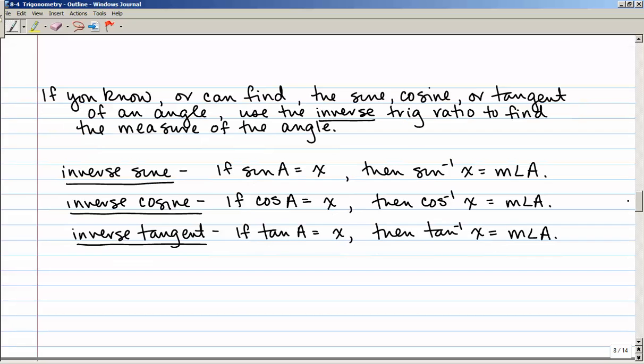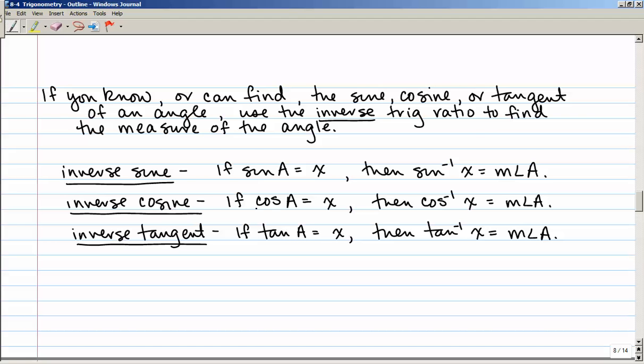So in all of the previous examples, we knew the measure of the angle, but sometimes you don't know the measure of the angle. But if you know, or if you can find the sine, cosine, or tangent of the angle, then you can use what we call an inverse trig ratio to find the measure of the angle. So inverse sine is described like this. If the sine of some angle is x, then the inverse sine of x is equal to the measure of angle A. In other words, what this is saying is what angle has a sine of x. Same thing is true for cosine and tangent.